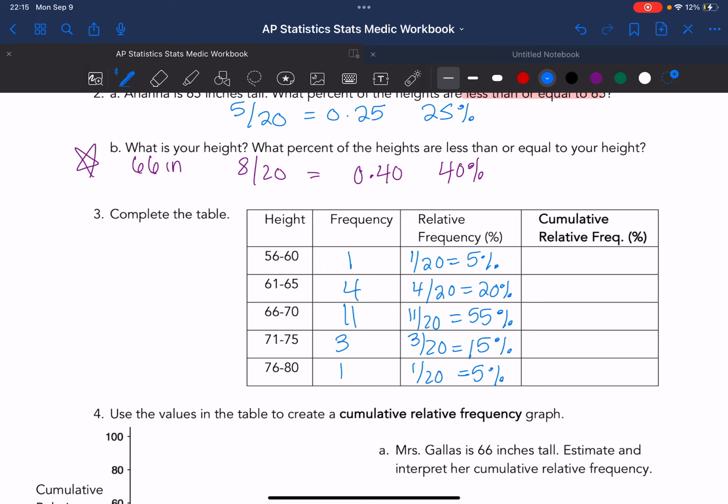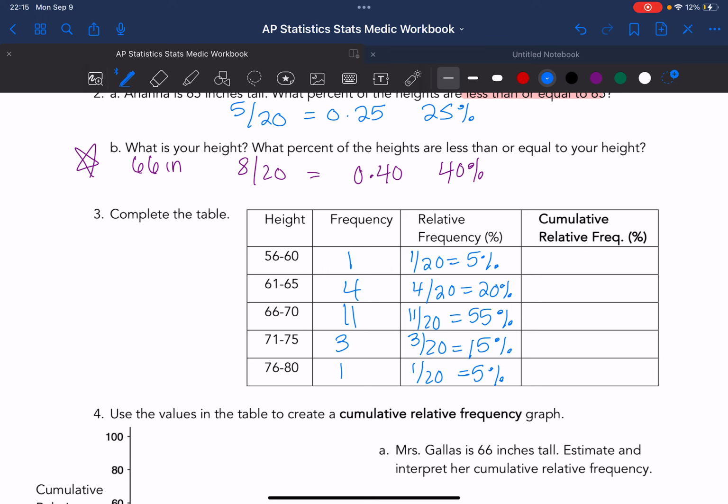So remember, the difference between frequency and relative frequency is one is counting numbers. So for example, our 1, 4, 11, 3, and 1. And the other one is percentages. So 5%, 20%, so on and so forth.